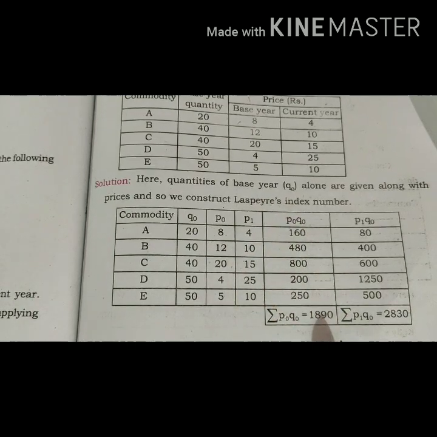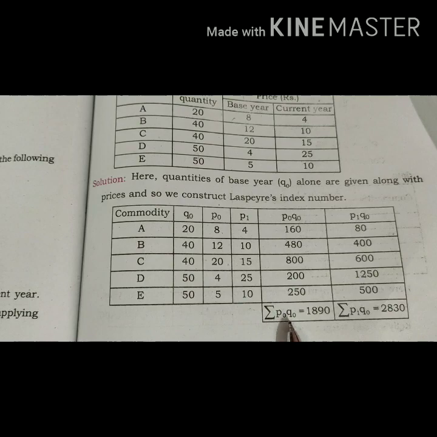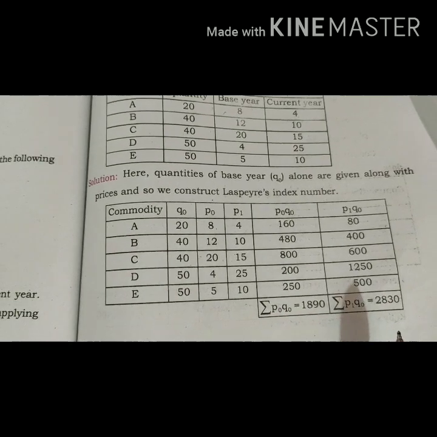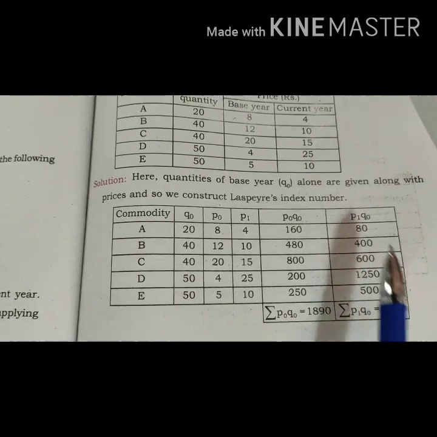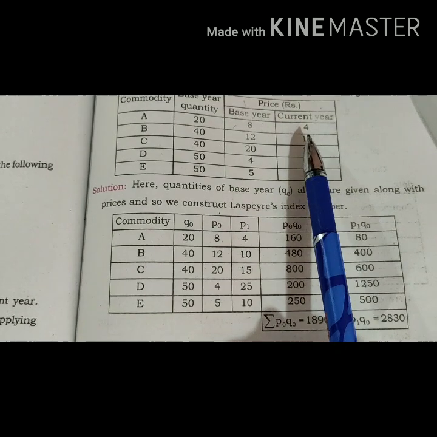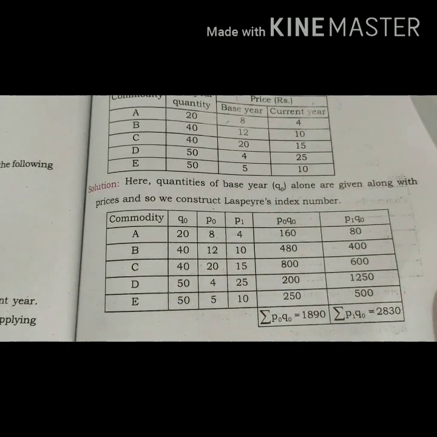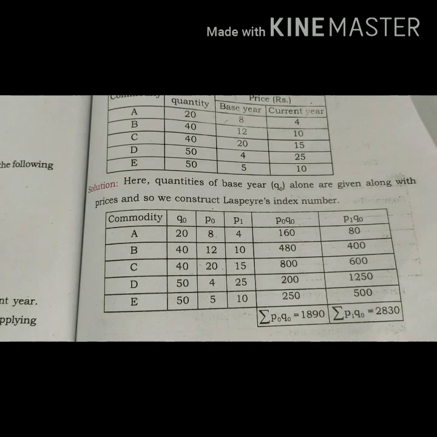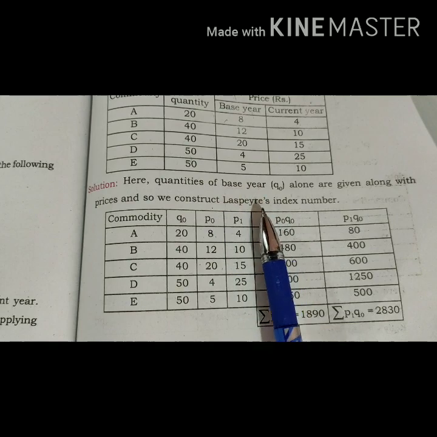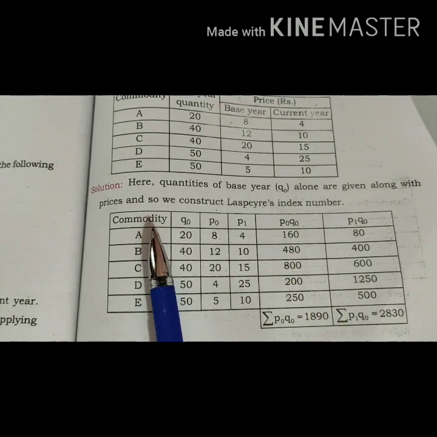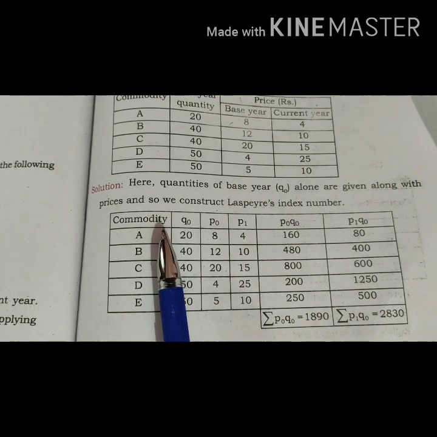Only two quantities are needed, that is P0 Q0 and P1 Q0. We can't apply other formulas since the quantity of the current year is not given. We can't go for Paasche index number and other methods. So we can only apply the Laspeyres price index number. So we will go for the tabulation now.